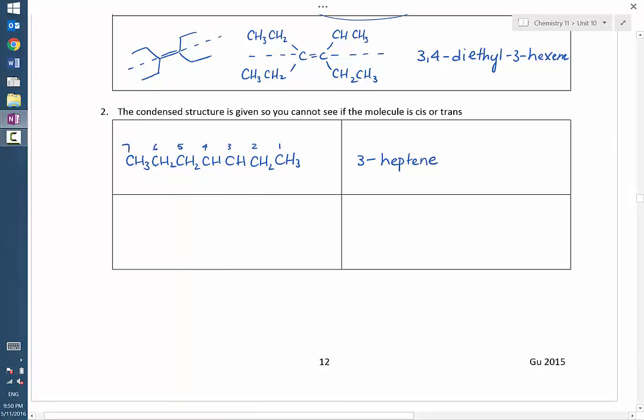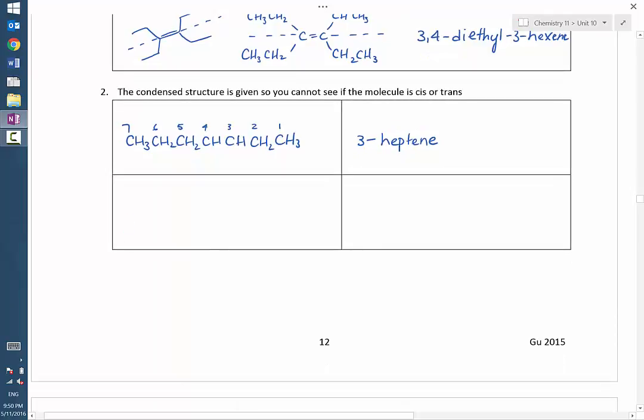Okay, here's another one. CH3, CH. This is also called a condensed structure, but it's slightly uncondensed because it's showing you each bond between the carbons. Okay, here we go.